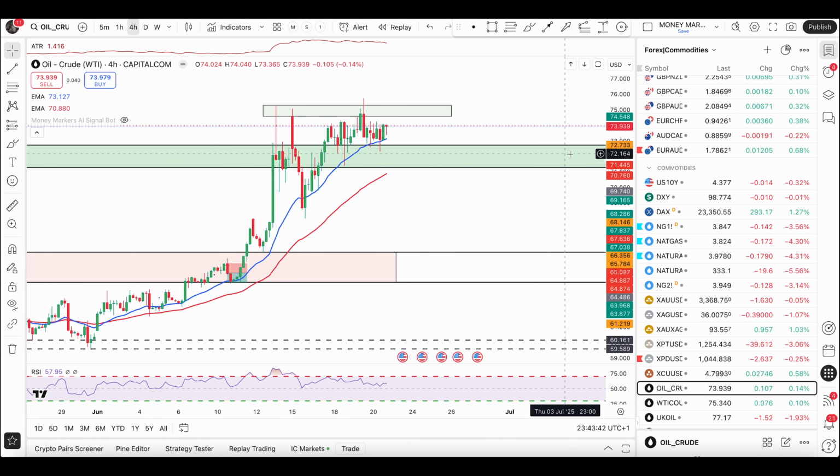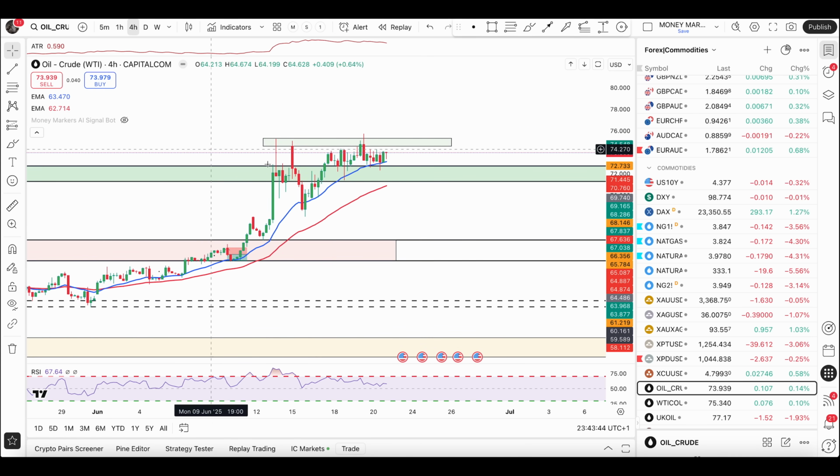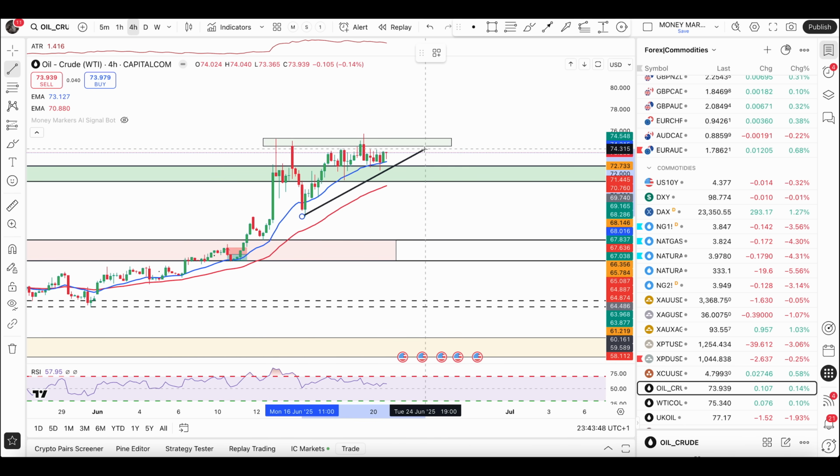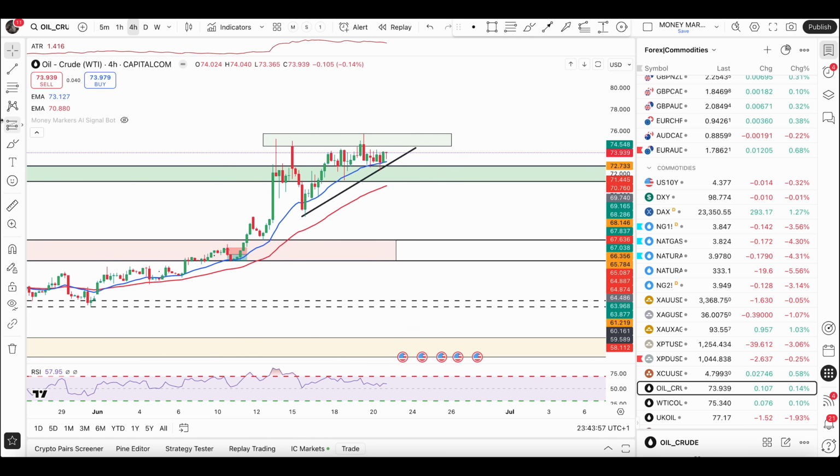Finally, we have crude oil. Crude oil is still resisting above 50 and 20 EMA. Now we have a flag pattern that has been formed, a clear pattern that has been formed right here. All I'm looking for is a breakout. Breakout above will be a bullish signal.